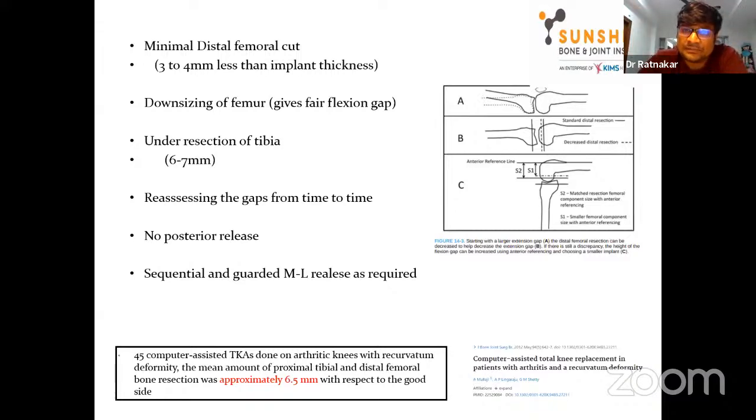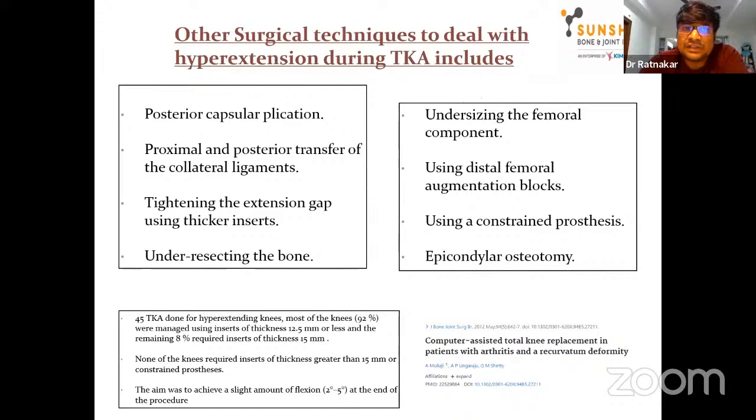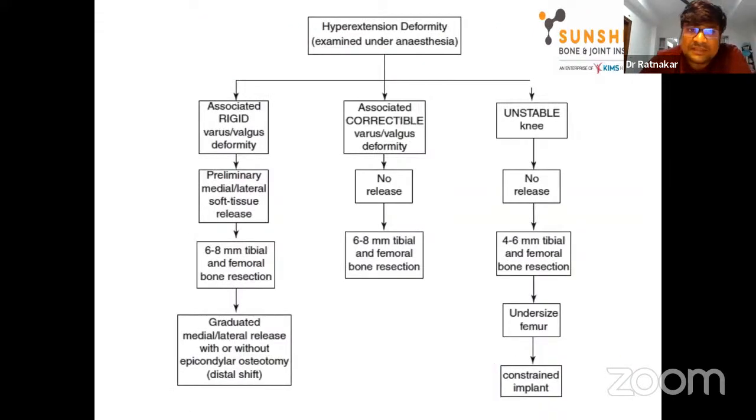There are other techniques which are also proposed, like posterior capsular plications, proximal and posterior transfer of the collaterals, tightening of the extension gap using a thicker poly, under-resection of the bone, undersizing of the femoral component, using augments for the distal femur, and using constrained prostheses. Usually when we deal with severe recurvatum deformities, you have to use higher constraint implants.